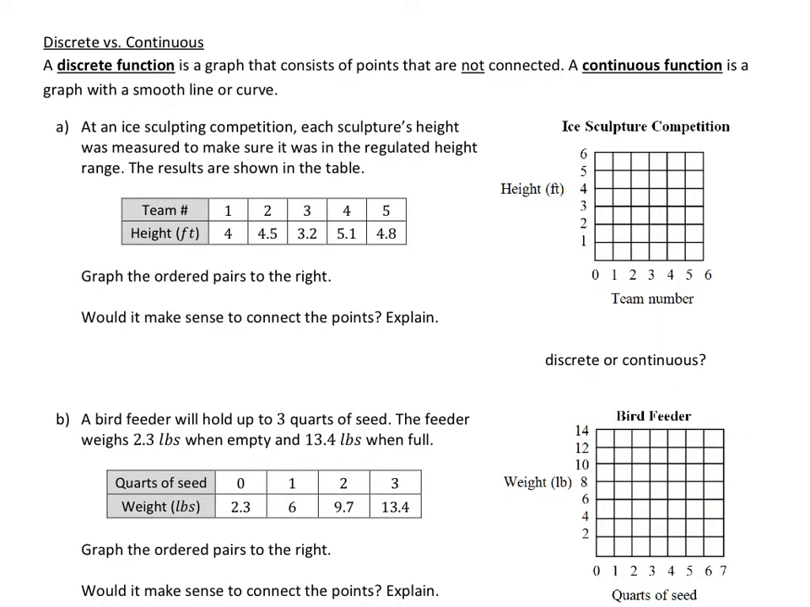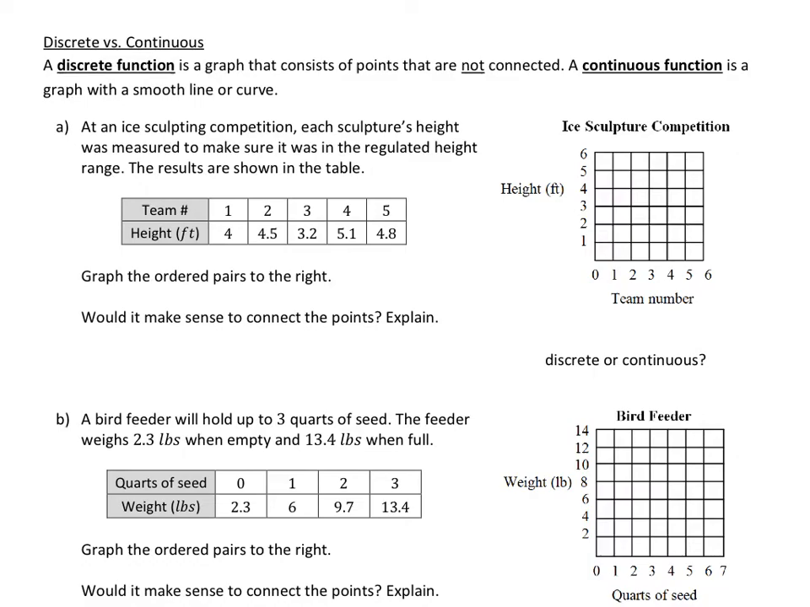Discrete versus continuous. A discrete function is a graph that consists of points that are not connected. A continuous function is a graph with a smooth line or curve. Another way to think about it is when you're drawing a curve or line, if you don't have to pick up your pencil, it's a continuous function. If at any point you would have to pick up your pencil, it would be discrete.